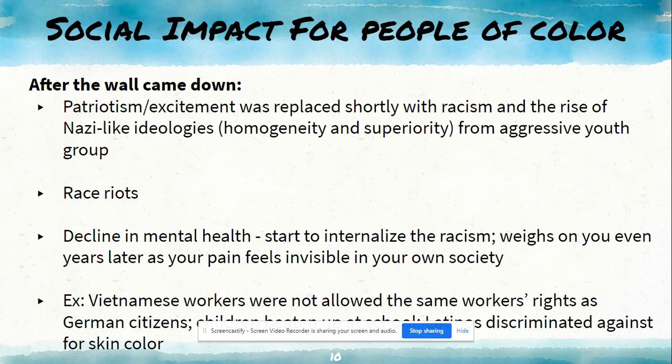And then it's gotten especially worse in Eastern Germany today, in modern day Eastern Germany. In 2015, Germany accepted thousands of migrant refugees. And so a lot of the hate and blame for the problems that Eastern Germany has is placed on these groups.